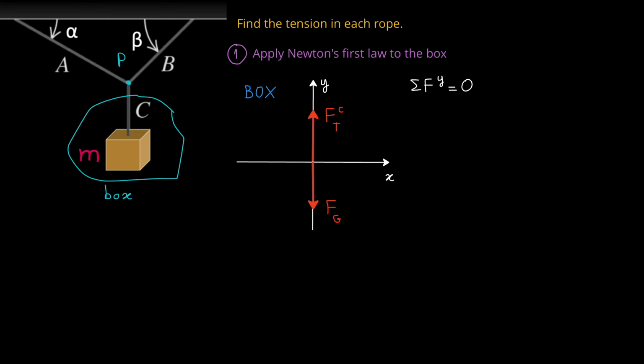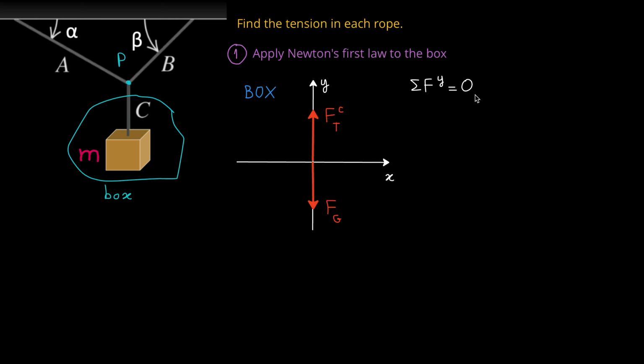Here's my statement of Newton's first law in the y direction. Sum of the forces in the y direction equals 0. In other words, net force in the y direction equals 0. This Greek letter capital sigma means sum, so sum of the forces in the y direction equals 0. So this is Newton's first law. This is the general statement, our starting point. In the next line, we will expand the left-hand side of our equation based on our free body diagram.